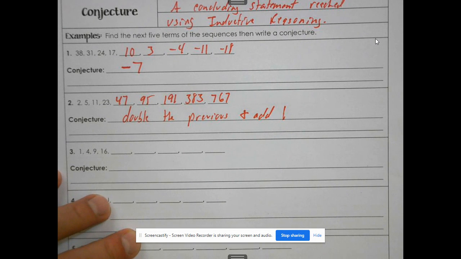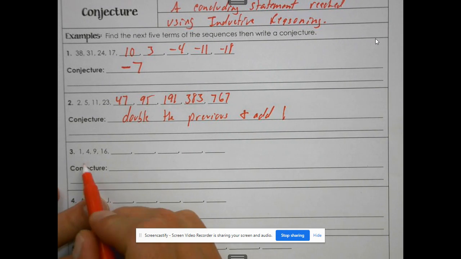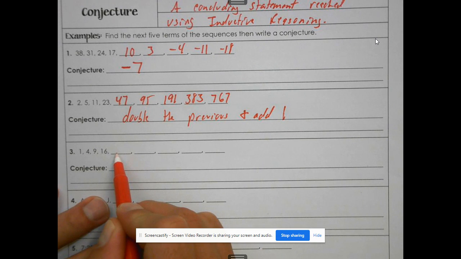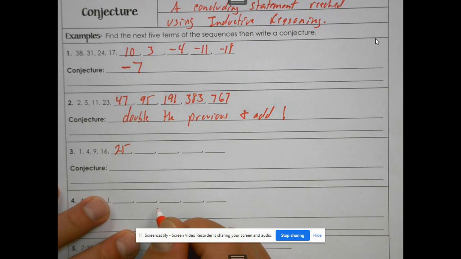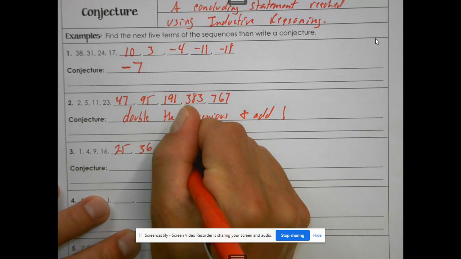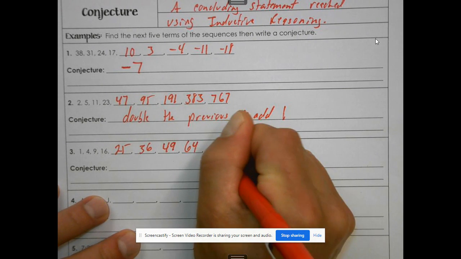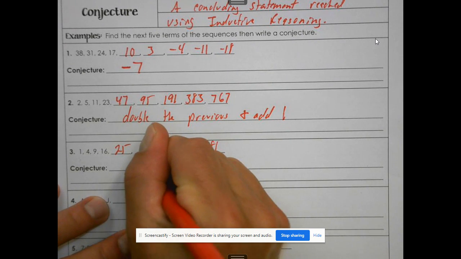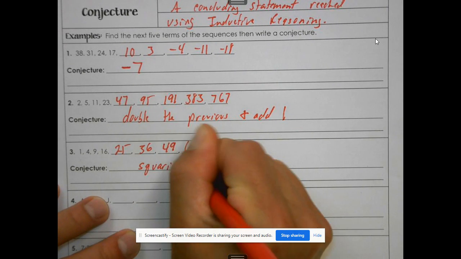Number 3, 1, 4, 9, 16. They're squaring each of the numbers. 1 squared, 2 squared, 3 squared, 4 squared, 5 squared is 25, 6 squared is 36, and so forth. 49, 64, 81. So squaring the number is my conjecture.